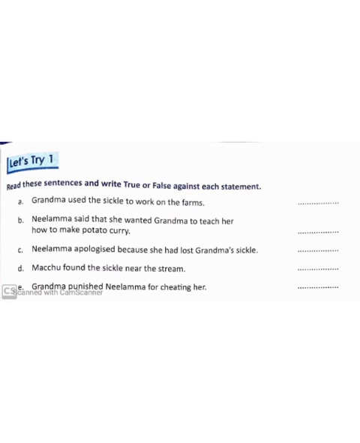true and false. Let's try one. Read these sentences and write true or false against each statement. So the first one is, Grandma used the sickle to work on the farms. Does she use it to work on the farms? Is it true or false? Okay, I'll tell you the answer. The first one is false. Grandma did not work on the farms with the sickle. Now students, you will be doing the rest of the parts on your own.